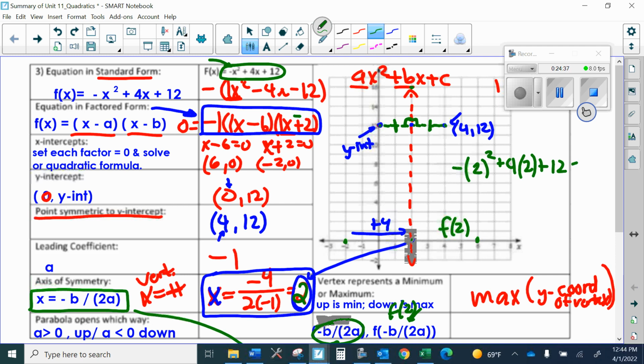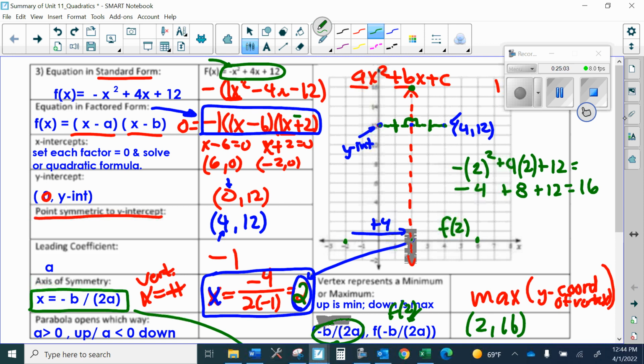Okay, that's all right. You plug in the right number this time and you're going to get the right answer. So that's 2 squared is 4 times negative 1 is negative 4 plus 8 plus 12. So I get 20 minus 4 is 16. So 16 right there, 2 comma 16.